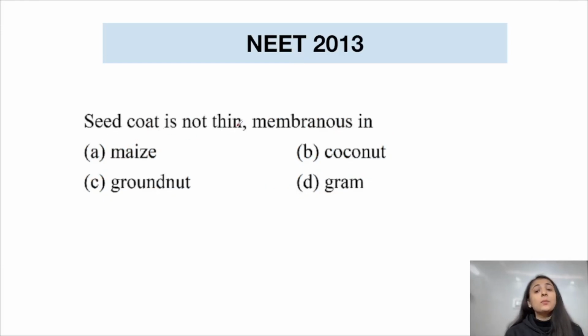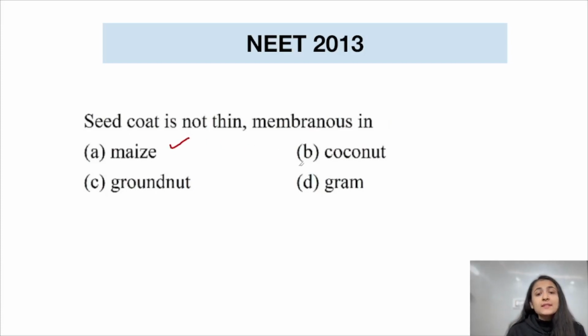Now this question is from NEET 2013. Seed coat is not thin or membranous in maize, coconut, groundnut or gram. Now the seed coat is meant to protect the seed from mechanical injury, from predators, or to prevent the drying out of seeds. Seed coat develops from the integument portion of the ovule. So it can be very thin, membranous, papery, and it can be very thick and hard also.